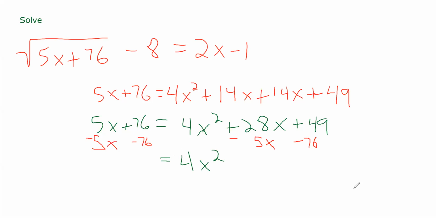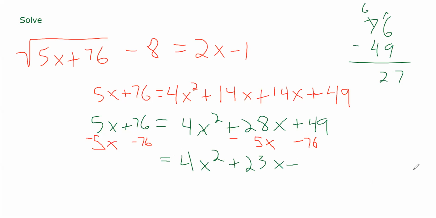28x minus 5x is going to be 23x. 49 minus 76, well, I'm taking a larger number away from a smaller number, so I know it's going to end up being negative. Now that I know it's negative, I flip it on its head and do 76 minus 49. So I'll need to use some borrowing. Looks like it's going to be 27. And it'll actually be negative 27.